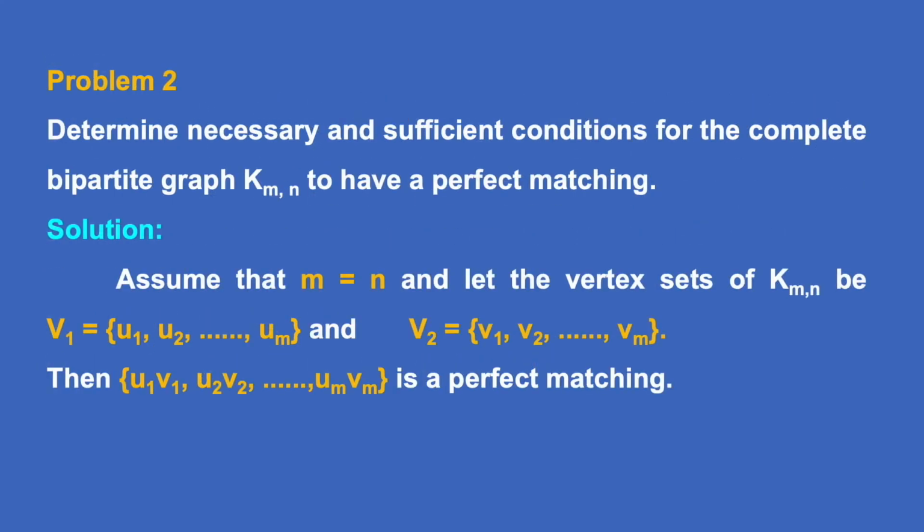Let us see another problem. Here we are going to determine necessary and sufficient conditions for the complete bipartite graph K(m,n) to have a perfect matching. We shall see the solution now.